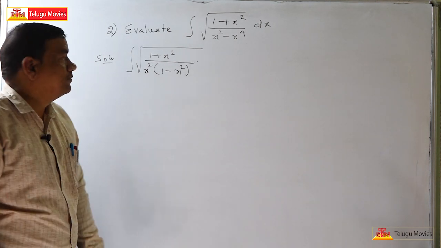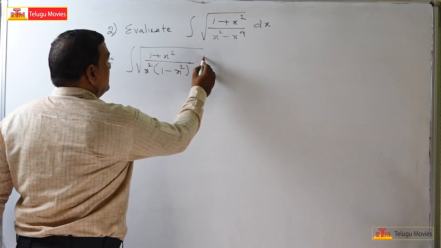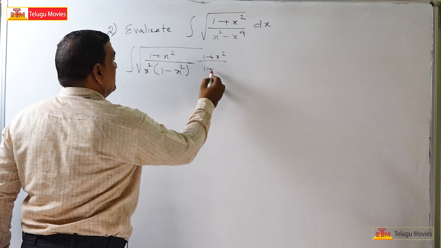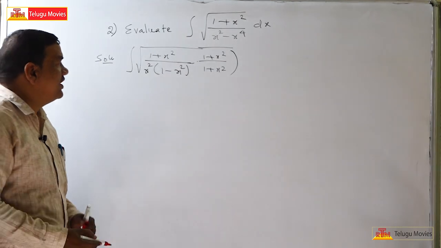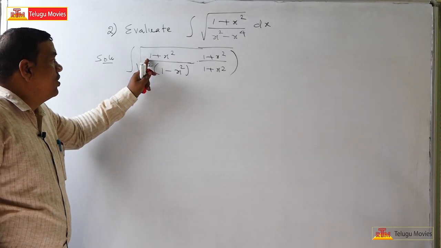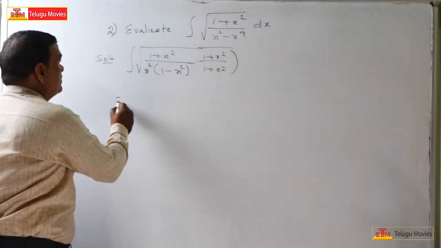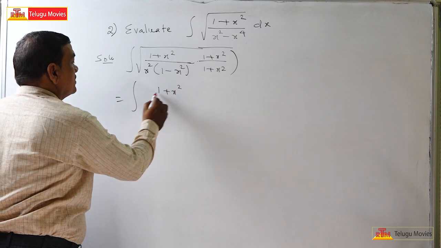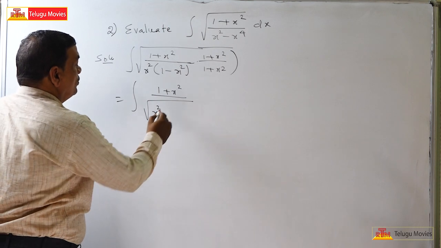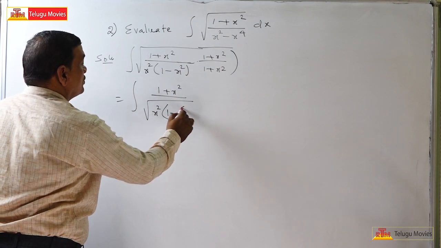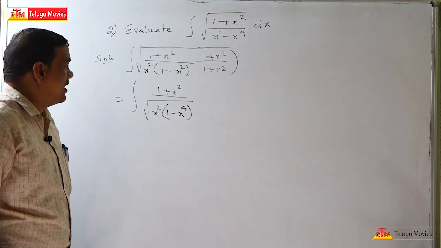Now let us avoid this square root. For that, multiply the numerator and denominator with 1 plus x square. 1 plus x square into 1 plus x square gives 1 plus x square whole square. So that is equal to 1 plus x square by the square root of x square into, and 1 minus x to the power of 4, since a plus b into a minus b is a square minus b square.